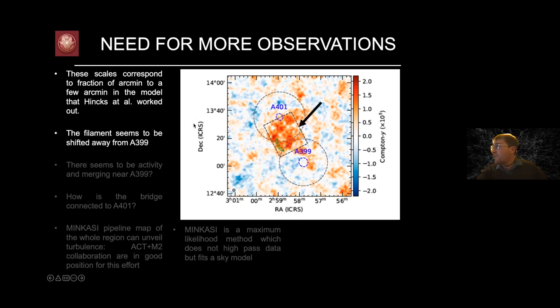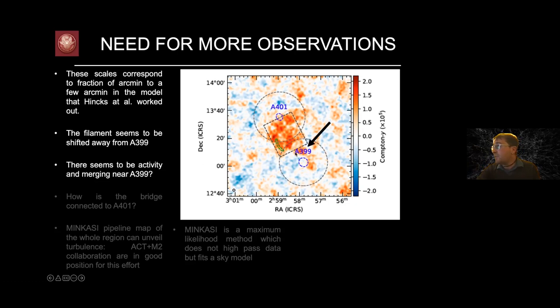Well, first of all, this bridge, this mesa, seems to be shifted toward Abell 401. Why is this? We don't really understand this. Actually, we do have a hypothesis. Abell 401 is larger than 399, and this could be a peculiar characteristic of the cluster pair that should be, however, proven.